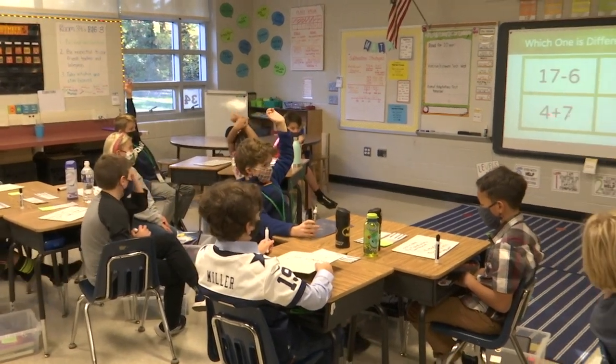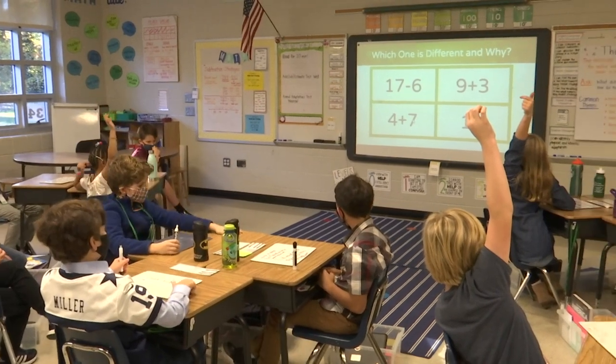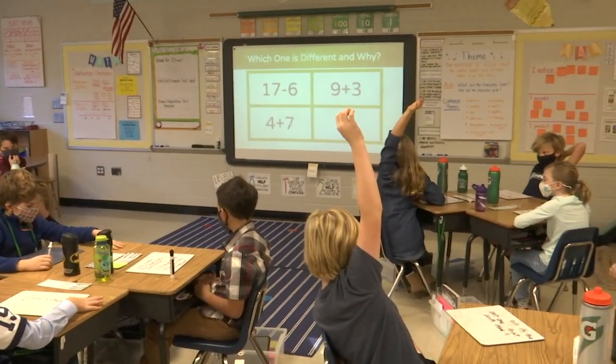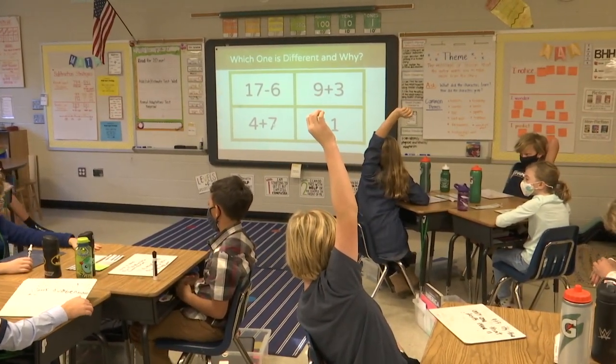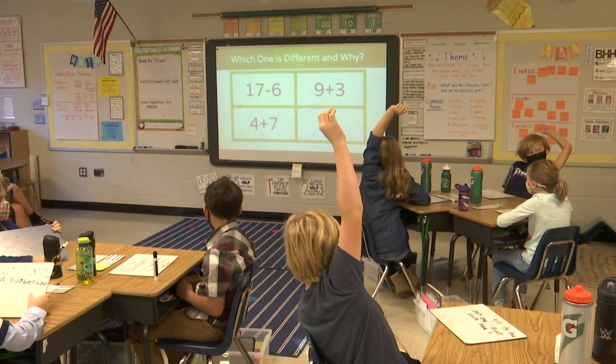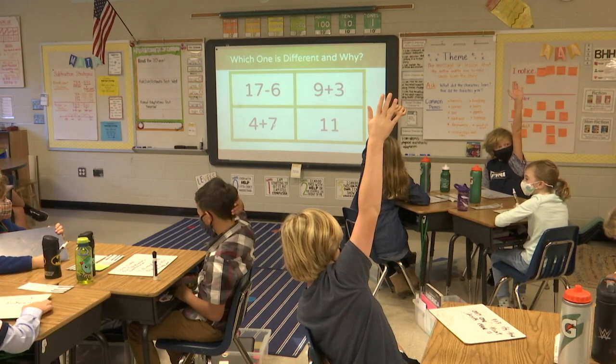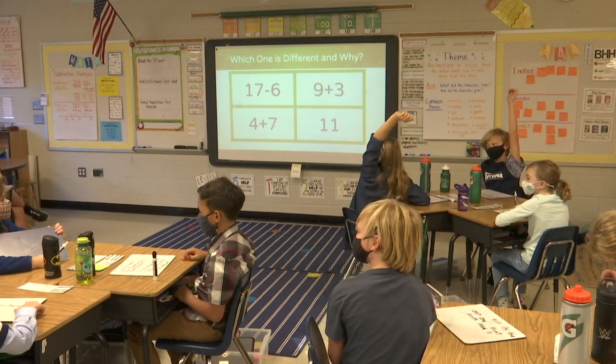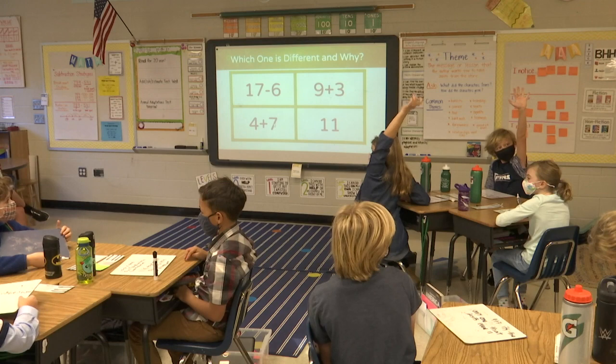What's 4 plus 7? Chloe? 4 plus 7 is 11. Then we have 11. What's 9 plus 3? Nemi, what's 9 plus 3? 11. Should we check that one?